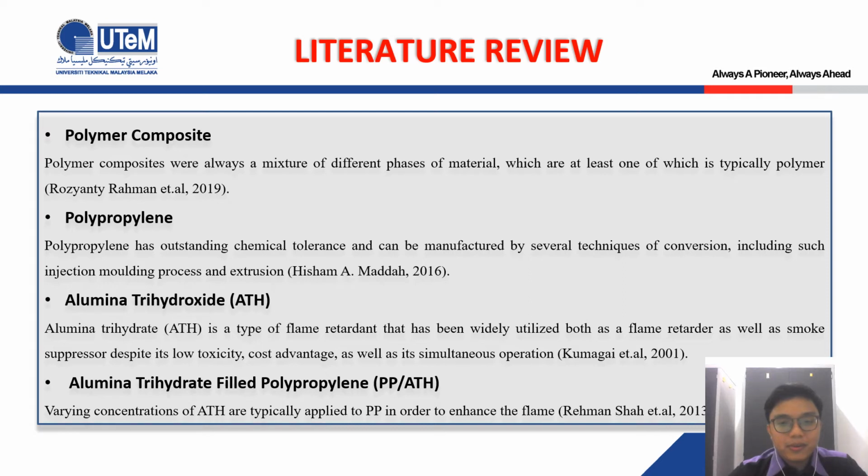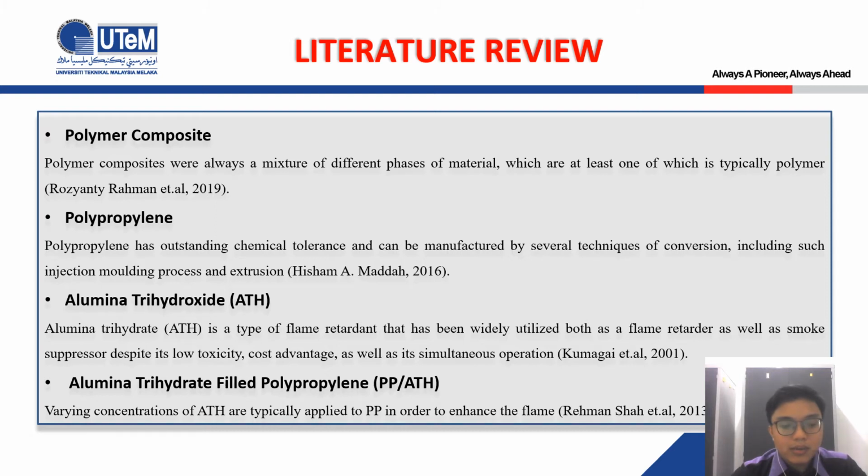For the literature review, I will highlight the journal papers that I have used. For polymer composite, polymer composites are always a mixture of different phases of material, of which at least one is typically a polymer, published by Rosyanti Rahman et al., 2019. For polypropylene, polypropylene has outstanding chemical tolerance and can be manufactured by several conventional techniques, including injection molding process and extrusion, published by Hisham A.